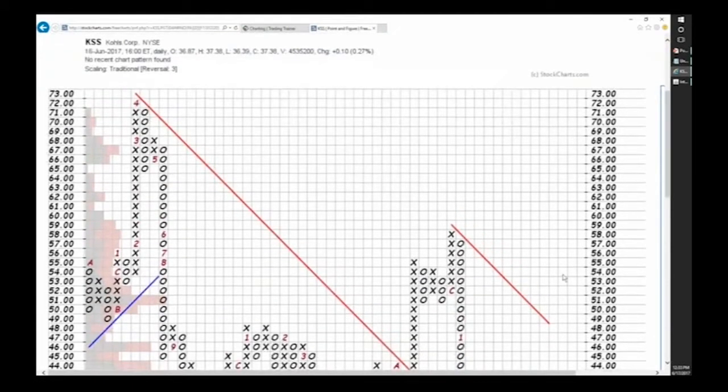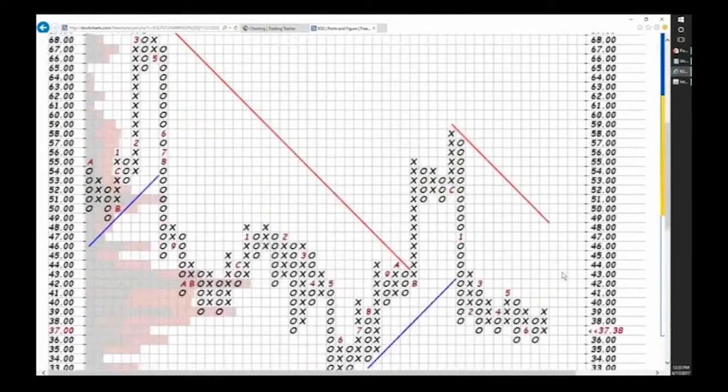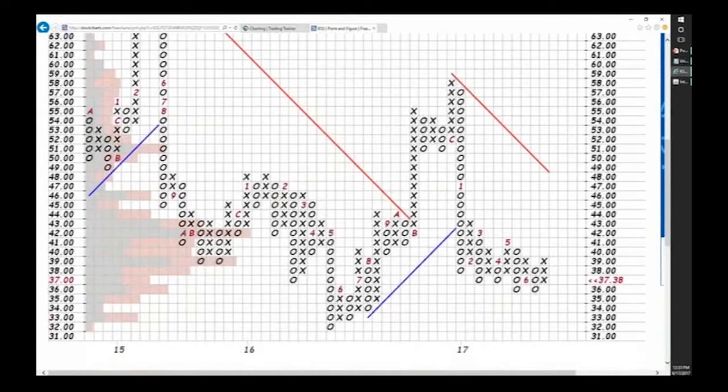So when you take a look at Kohl's on a point and figure chart, how many, with the show of hands, are actually users of point and figure charts or know about point and figure charts? I guess I should ask the other question. Let me put your hands down. How many of the show of hands have never heard of point and figure charts before?